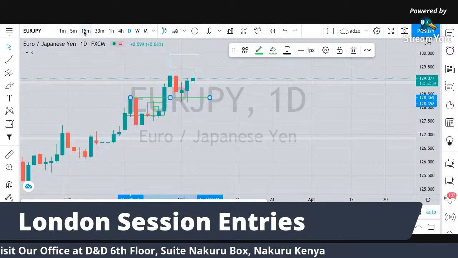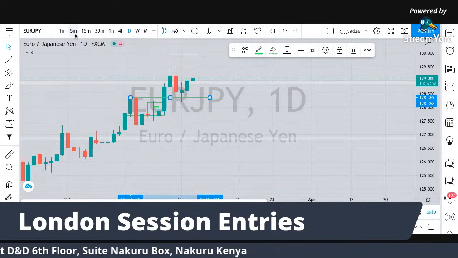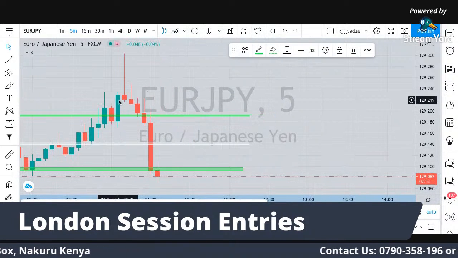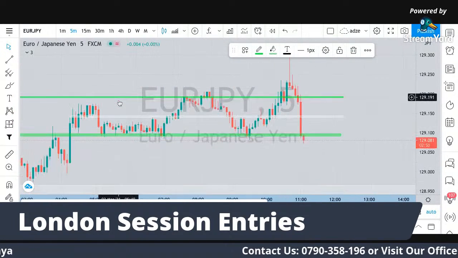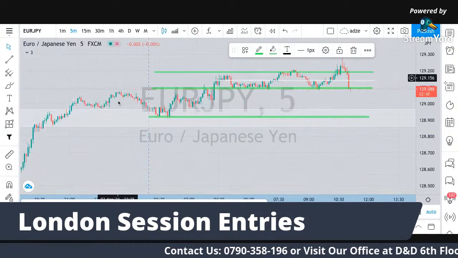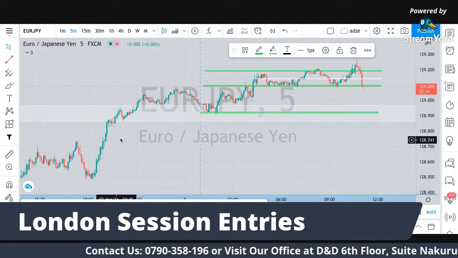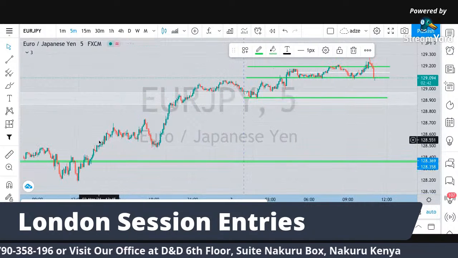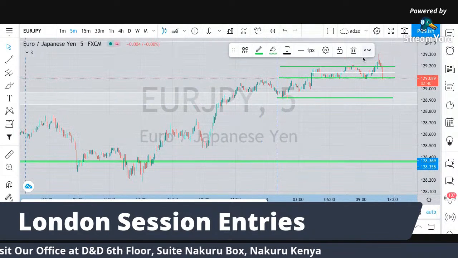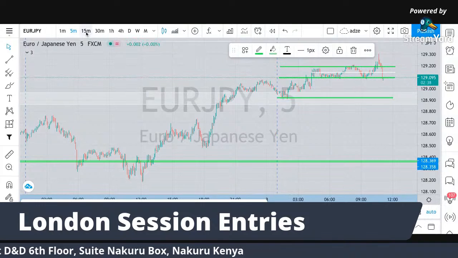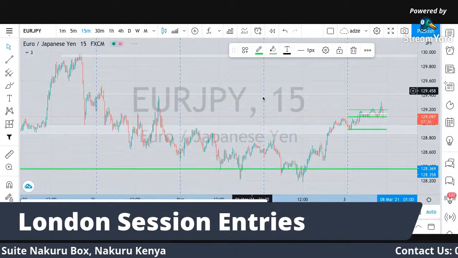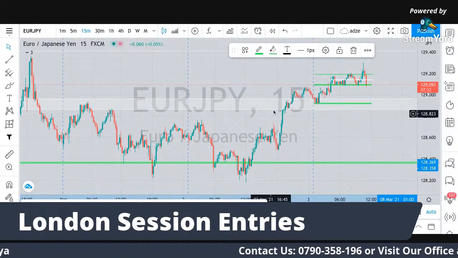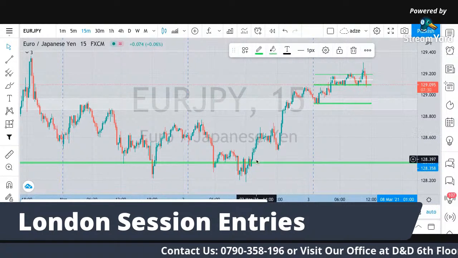So what I'm expecting today is the daily structure. There was no continuation during the London session. You see what happened yesterday? This is what happened yesterday. Let's look at the 15 minutes. Price came from the low, pushed back and went up.